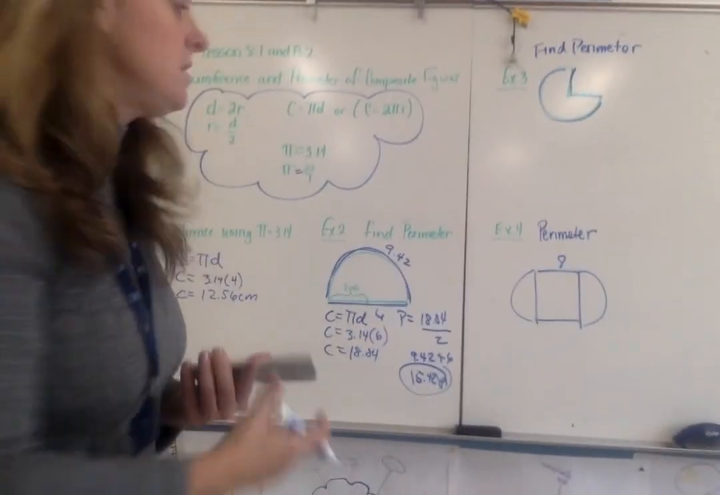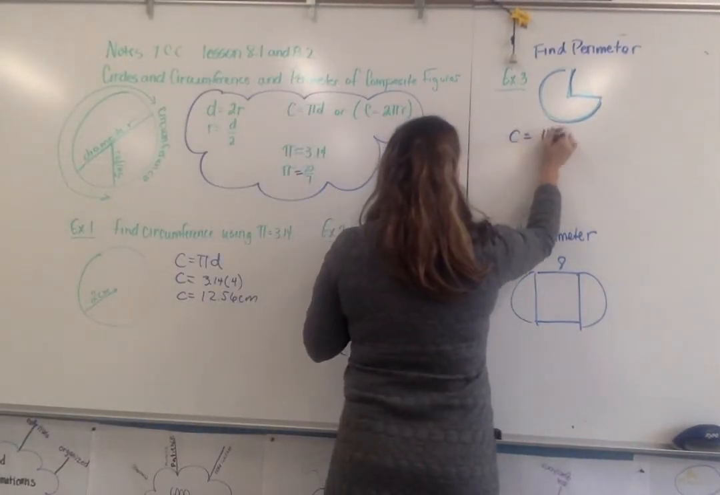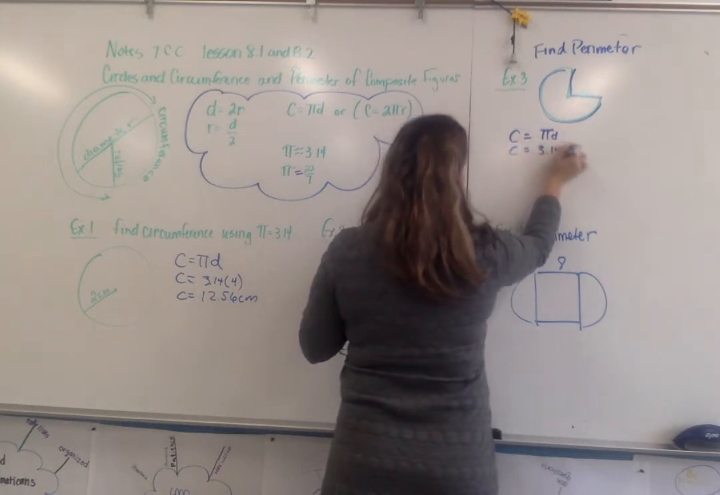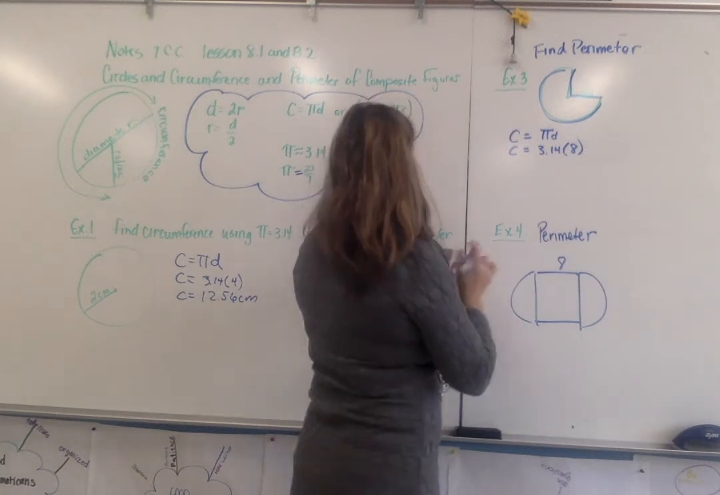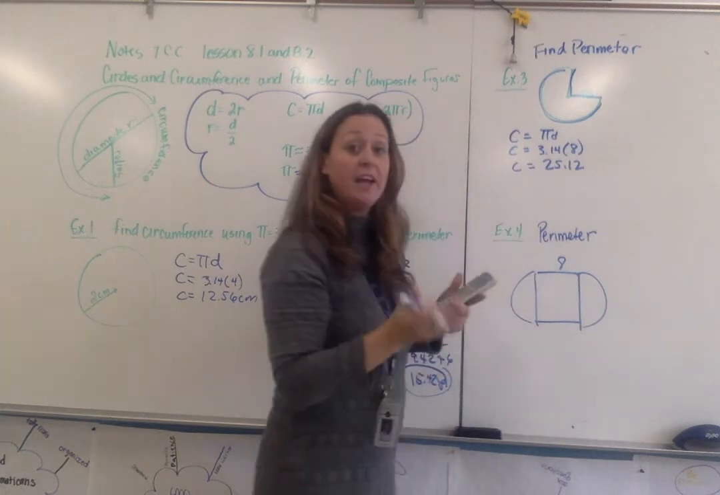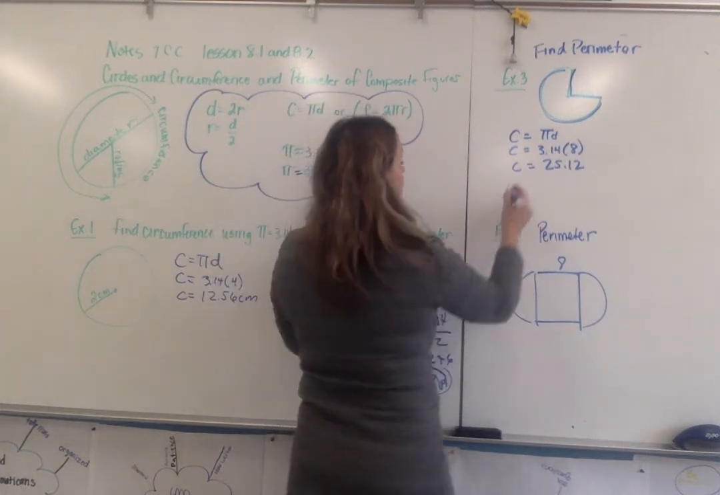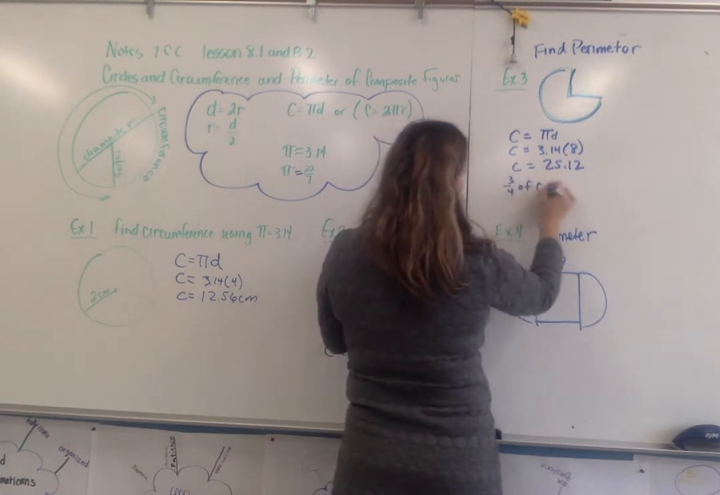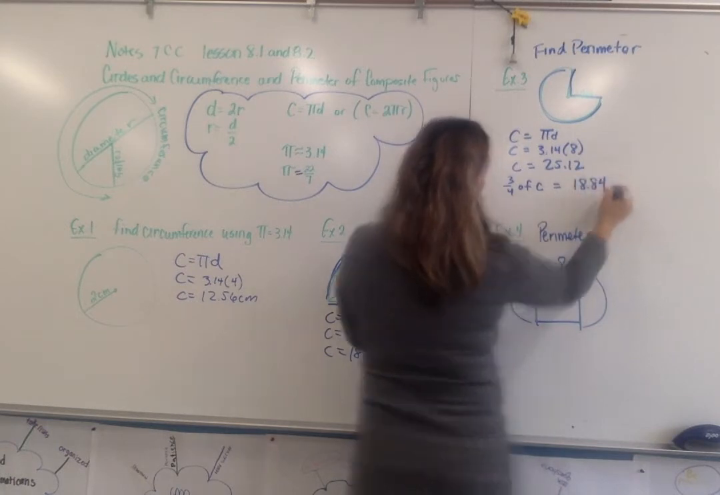Example 3 is pretty similar, because in this, I can also find the circumference, pi times diameter. So pi times diameter being 8, so 3.14 times 8. If I were to have a full circle, it would be 25.12. I don't. I have 75% of one. And 75%, or 3/4 of the circle, has a circumference of 18.84.